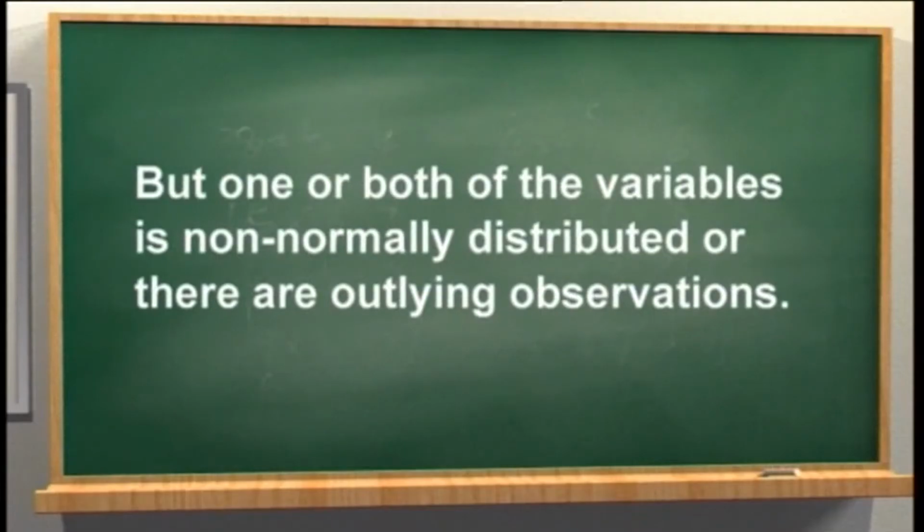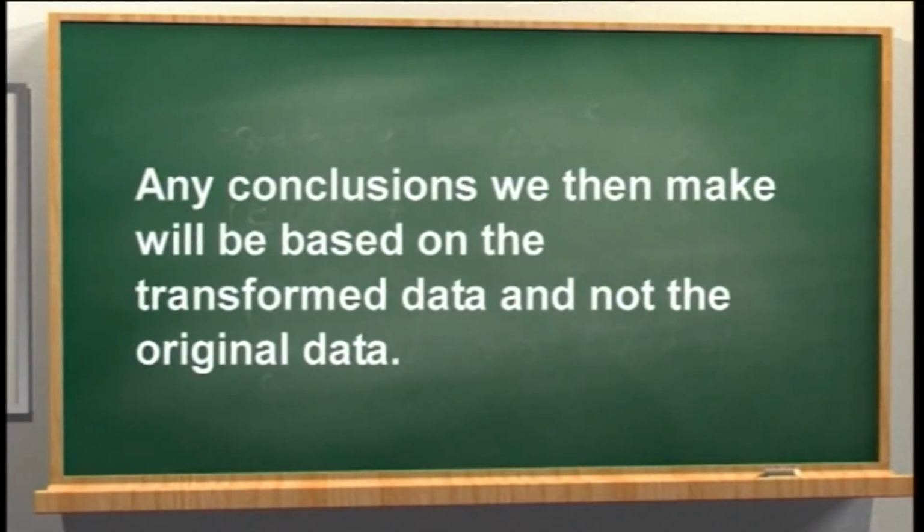As discussed above, situations arise in which we wish to perform a correlation, but one or both of the variables is non-normally distributed or there are outlying observations. We can transform the data to a normal distribution using a logarithmic transformation, but the correlation we then calculate will actually be the correlation between the logarithms of the observations and not that of the observations themselves. Any conclusions we then make will be based on the transformed data and not on the original data.